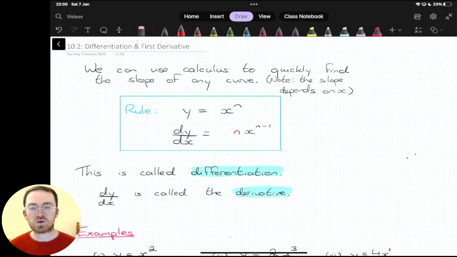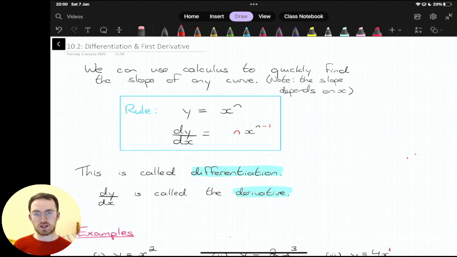Okay, so we're going to look at calculus in this video, move on a little bit further from where we went to in the last video, and more specifically I suppose we're going to look at differentiation. So differentiation is a particular concept that we have in calculus, and it's related to finding the slope, which is where we left off in the previous video.